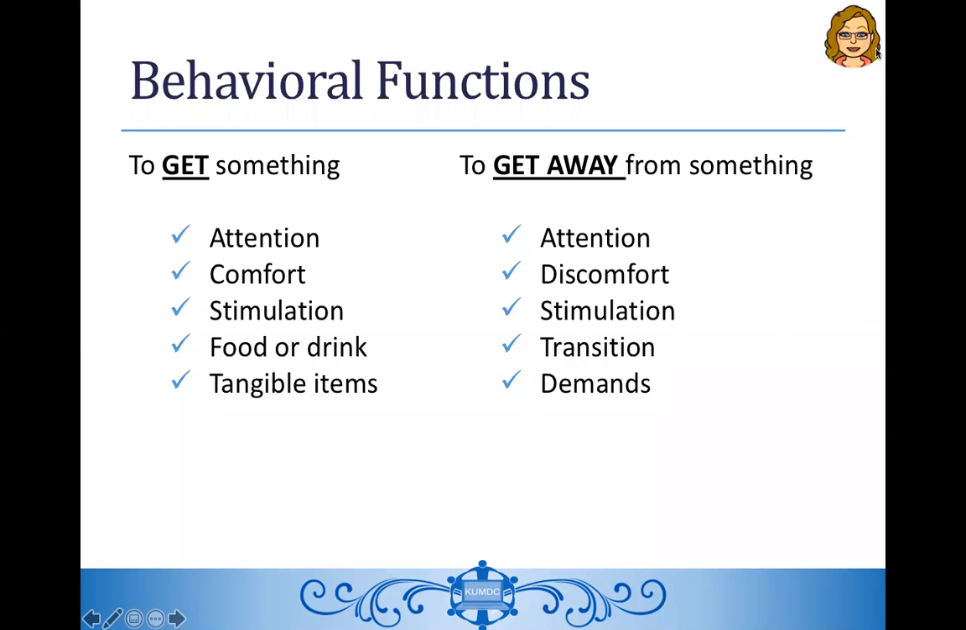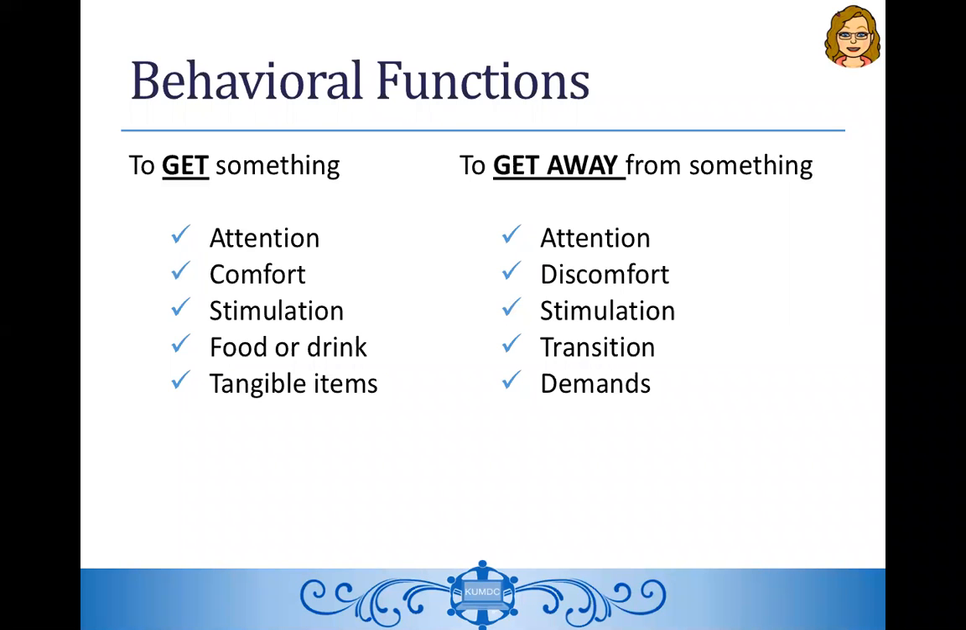So the behavioral functions, to keep these in mind: when a child has a behavior or has a meltdown or does something that they're not supposed to do, they're either trying to get something or they're trying to get away from something. So using that example of Carly at the coffee shop with her dad and sister, she was trying to get something. We know that for a fact. She wanted coffee.